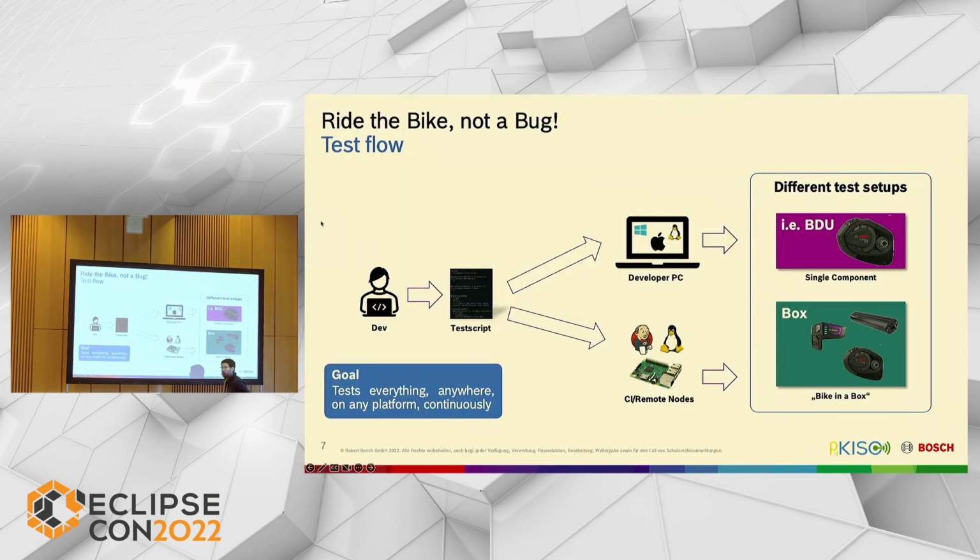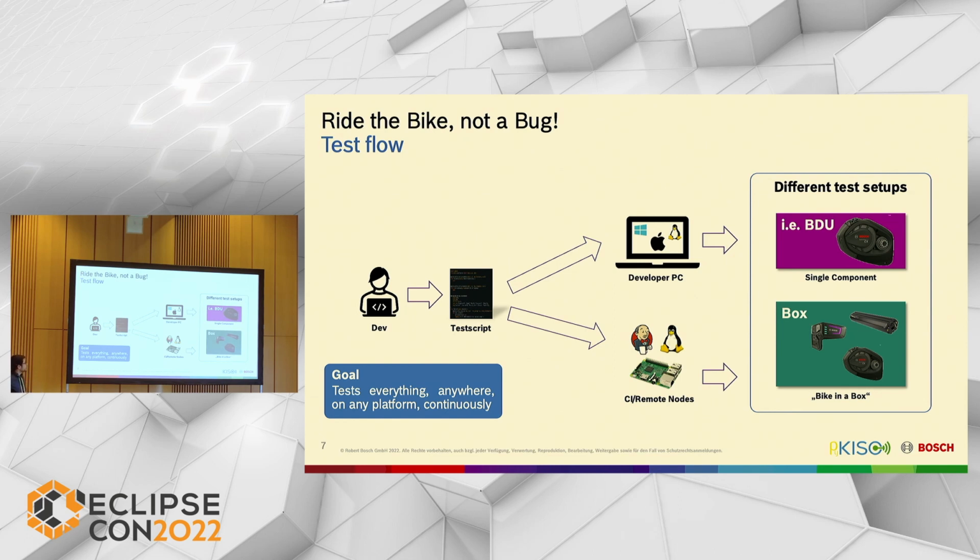The goal which we pursue at eBike is that we meet our test requirements for our different departments with one unified framework. Currently, those departments are the component teams, and we also have the integration teams, which are always testing on the bike and boxes, which is all bike components together, the complete e-bike. So for all our stakeholders, we want to empower the developers, also the component developers, to write tests which are able to run everywhere.